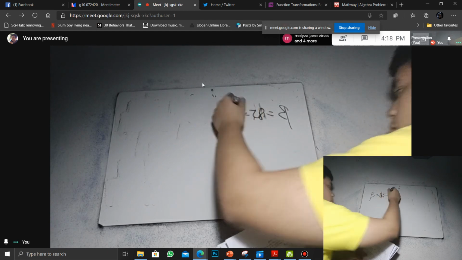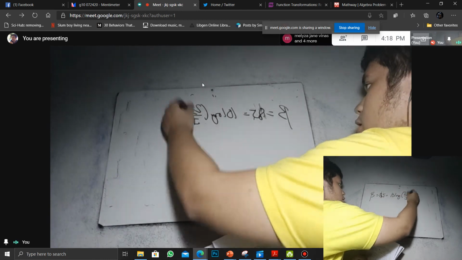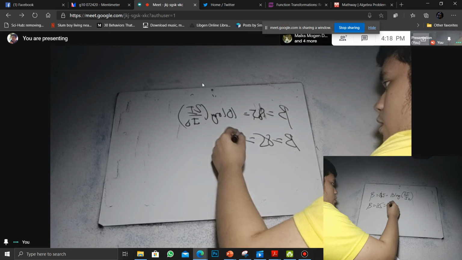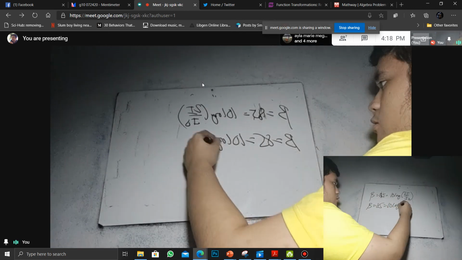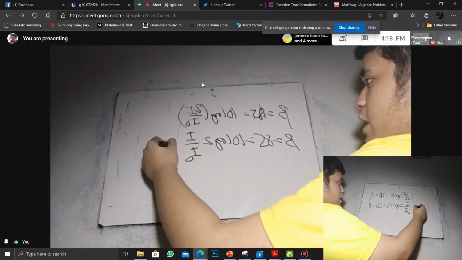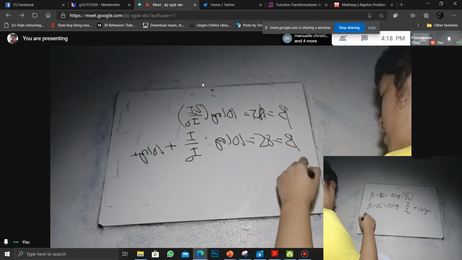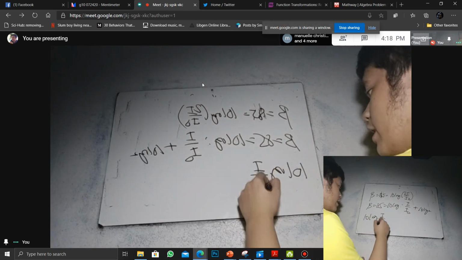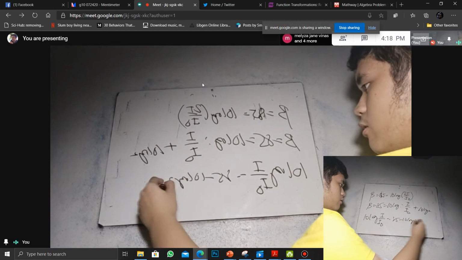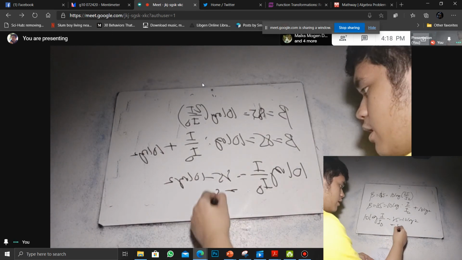equals 10 log 2I over I naught. Kailangan natin isa, so labas lang natin. B equals 85 equals 10 log 2I over I naught, plus 10 log 2, di ba? 10 log I over I naught, which is only 1, equals 85 minus 10 log 2, which is equal to 82 decibels, no? 82 decibels yan.